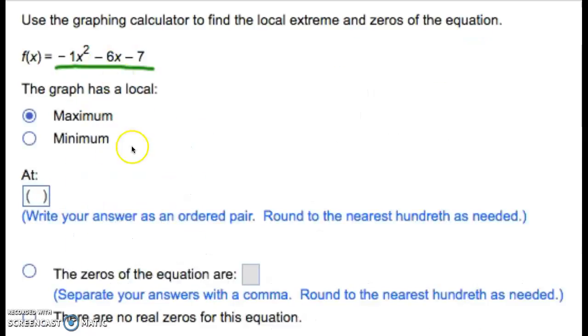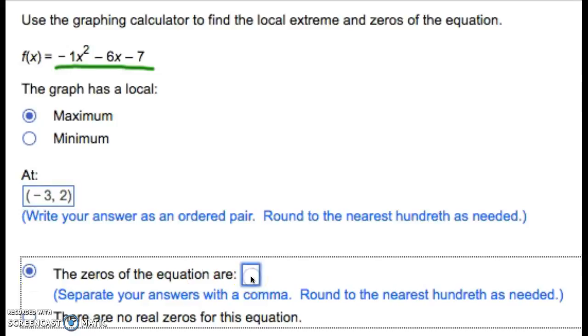Okay, so I'm back at Math Excel, so I'm going to go back to where it said at. I'm going to type in negative 3, comma, positive 2, and that should be correct. And so down here now we've got to find our zeros. If you'll notice, it says just separate them with a comma. So I'm going to write the x-coordinate of each of the zeros rounded to the nearest hundredth, and separate them with a comma.